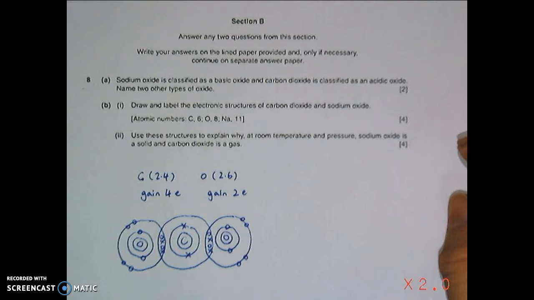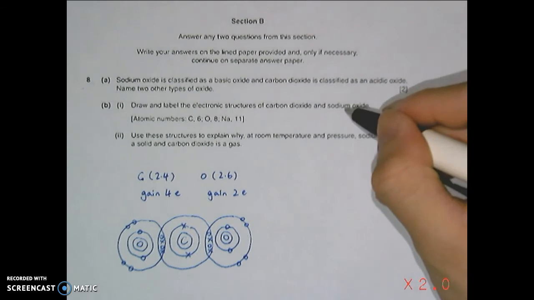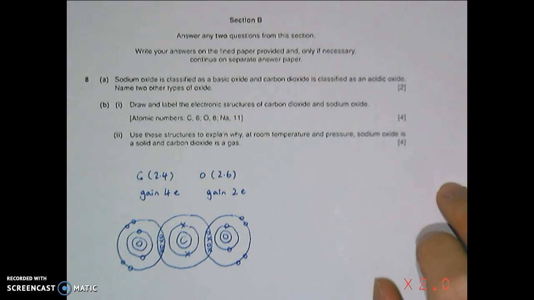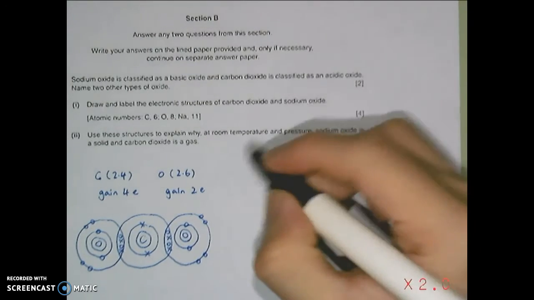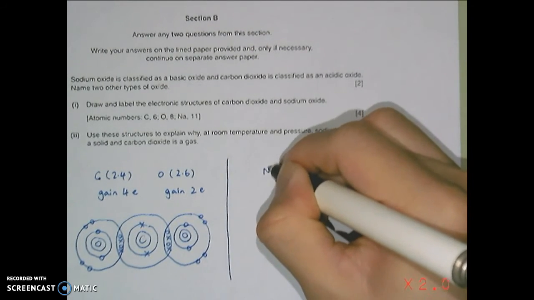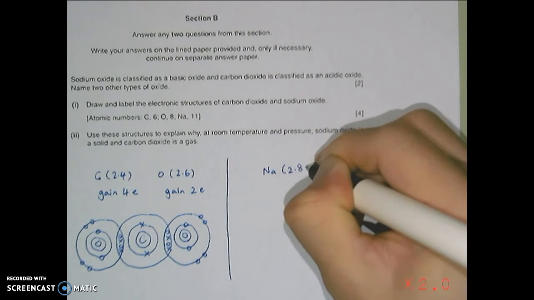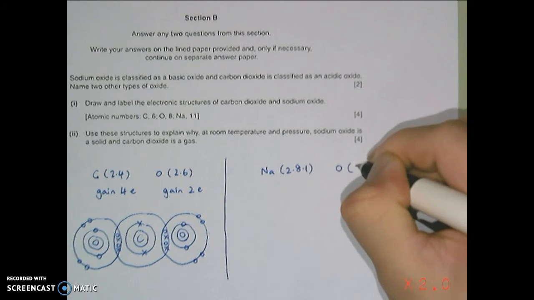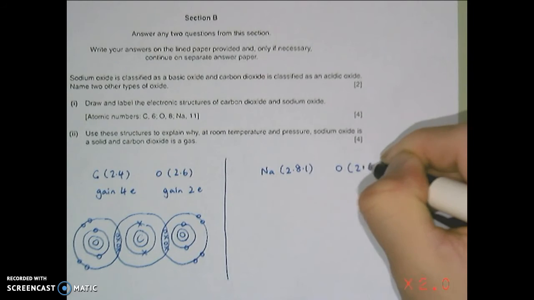Next, for sodium oxide. First, deduce that sodium oxide is ionic. This is because sodium oxide consists of a metal and a non-metal, sodium and oxygen. First question to ask, the electronic configuration. What is the electronic configuration of sodium and oxygen? Sodium is 2, 8, 1, and oxygen is 2, 6.